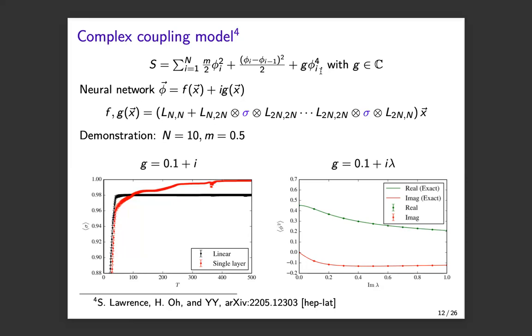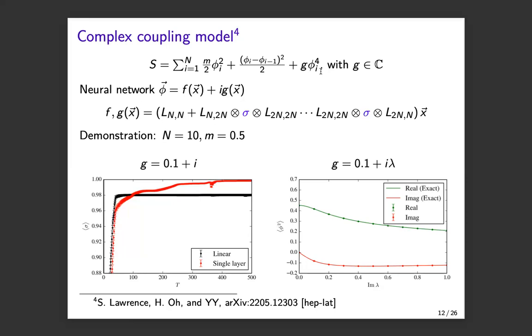So we did that. First, just to start, we tried a 0 plus 1 dimensional system. So I have only 10 sites, so only 10 phi's. And let's say I set the mass to 0.5, and then I see how the training went. This is the plot where I set the coupling G to be 0.1 plus i. And for the linear layer, I have either nothing, or I have this single layer, meaning this, and also only one set of internal layer.